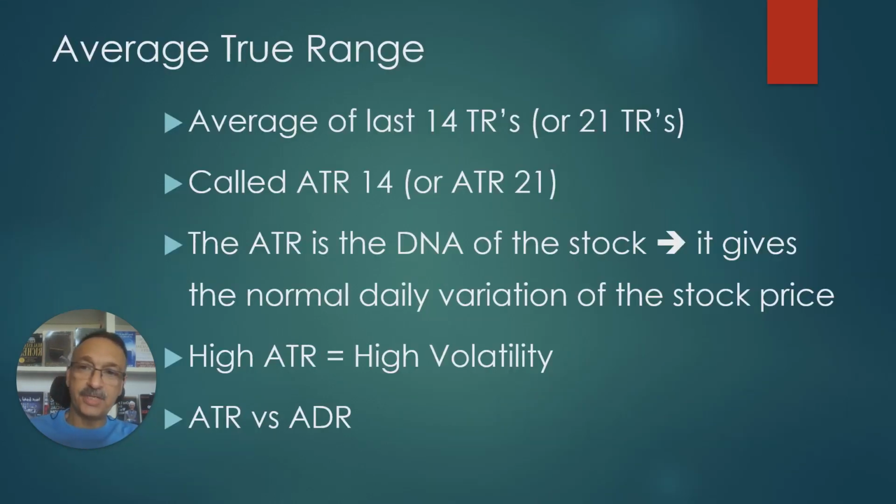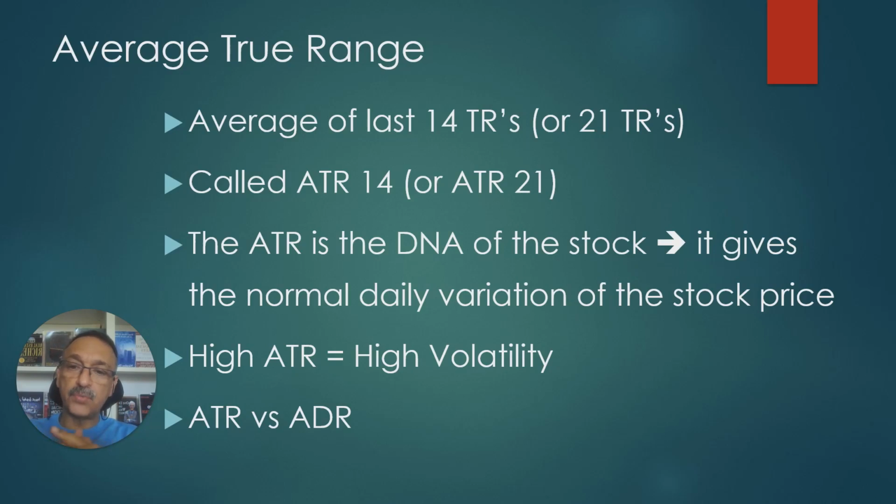Now, what is the average true range? It's basically the average of the true range over the last 14 days, and it's called ATR 14. So the ATR is basically the DNA of the stock. It gives you the character of the stock, and the normal variation of this stock versus today, how much it fluctuates today and how much it fluctuates versus yesterday's close. A high ATR means high volatility, and a low ATR means low volatility. We normally represent this as a percentage of the stock price.